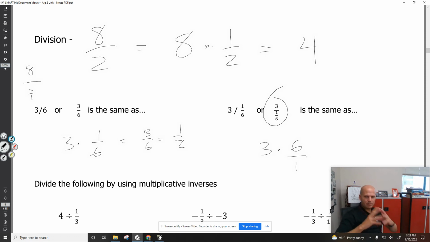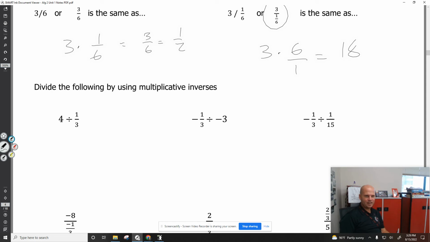You could think of it as how many times does a sixth go into 3? Well, I need 6 sixths to get to 1: 1, 2, 3, 4, 5, 6 sixths is 1. And then I need another 6, so I have 12. That's 2. And then I need another 6 sixths to get to 3. That's 18. That's kind of tough to understand if you're not thinking about it in terms of pizza slices. If you just follow this, that instead of dividing, multiply by the reciprocal, it's easy to see that it's 18.